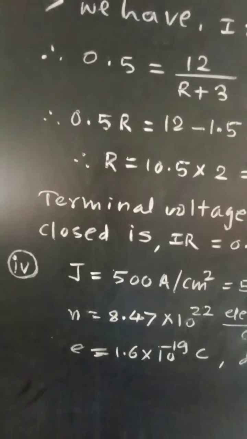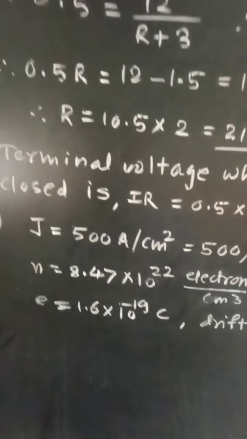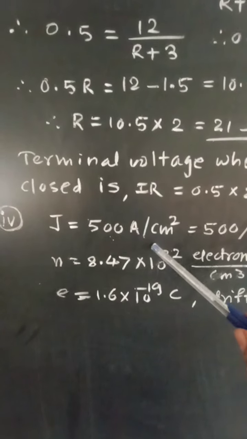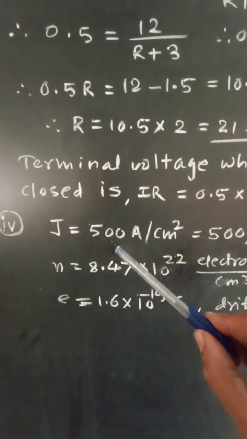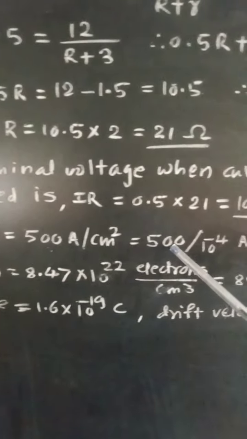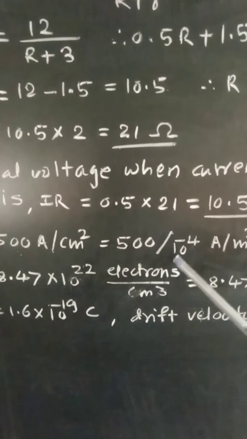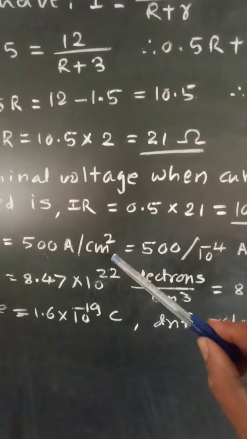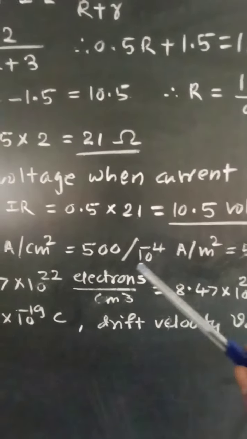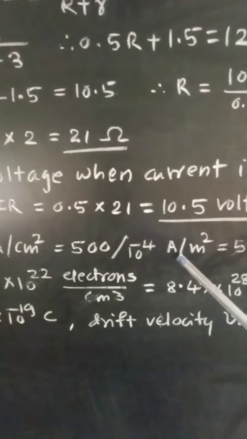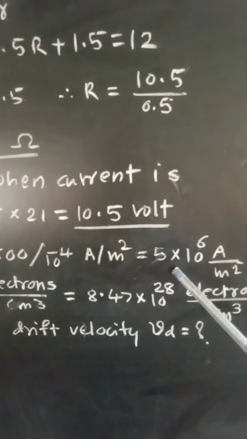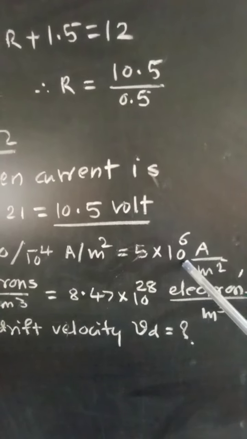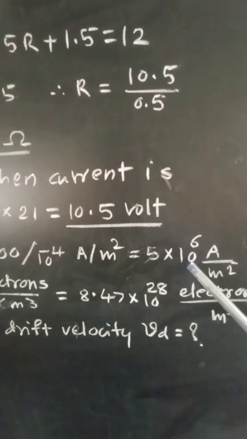And therefore for this numerical, given data is the current density J equal to 500 ampere per centimeter square, which will be written as 500 upon 10 raised to minus 4. This centimeter square will be converted into meter square, that is 500 upon 10 raised to minus 4 ampere per meter square, that will be equal to 5 into 10 raised to 6 ampere per meter square. So this is the value of current density, that is current per unit area.